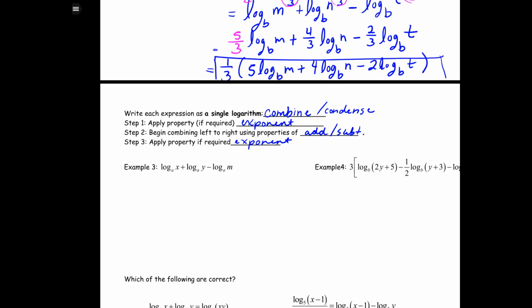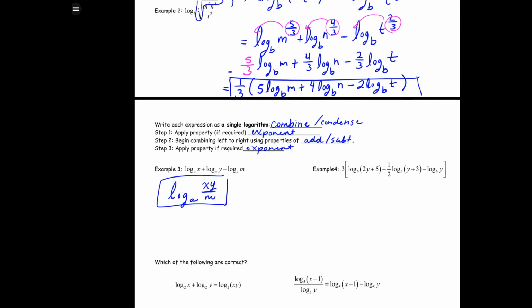This first example 3 is kind of the warm-up example. Why don't you try that one with your partner and then we'll go ahead and check it together. Make sure you have it as a single log. So it would be log base a of x times y divided by m. Sometimes I'll see people wanting to divide by a log, but that's just not using the property effectively, so make sure that you just have it as a single log. Okay. All right, example 4, this is where it gets fun.